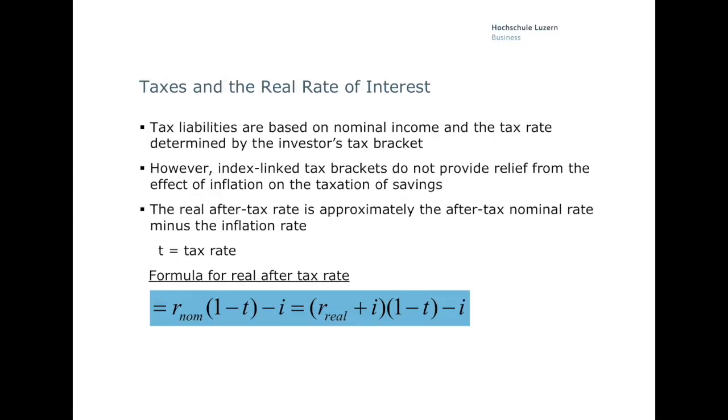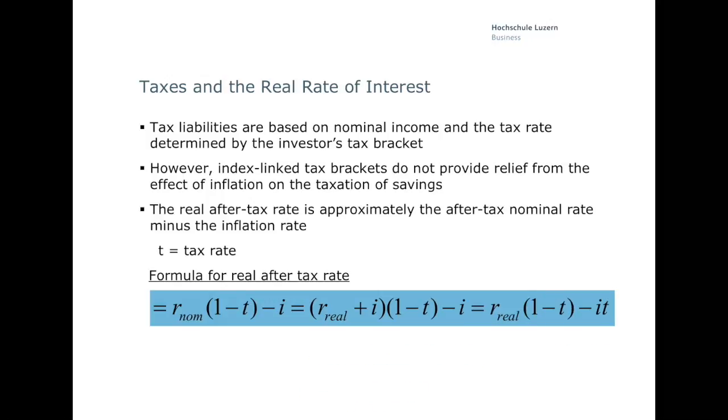As the next step, multiply the brackets. So you will get the real rate minus the real rate times tax plus inflation minus inflation times tax minus inflation. So if you actually take the real rate, you get the real rate times 1 minus tax minus the inflation times the tax, and the inflation plus or minus will cancel out. This results in the formula as shown on this slide.